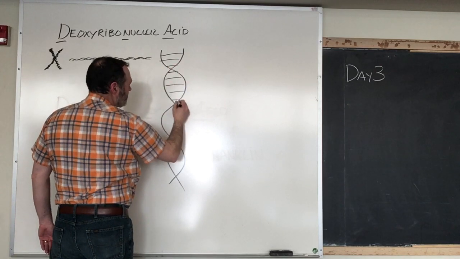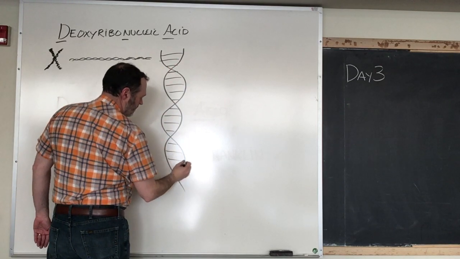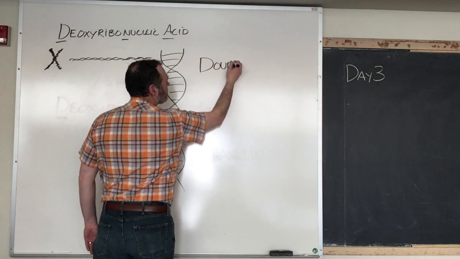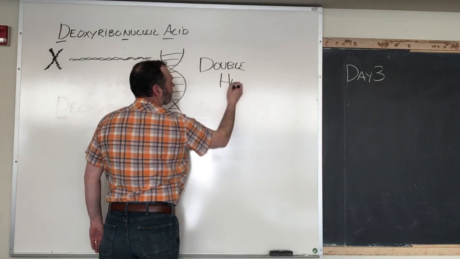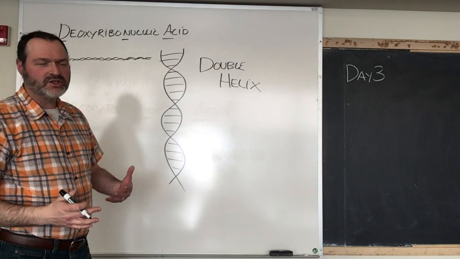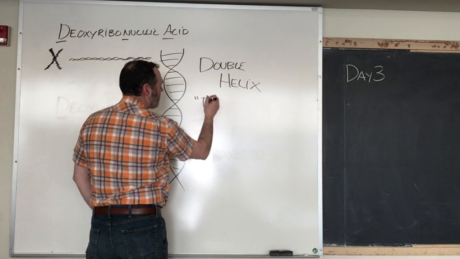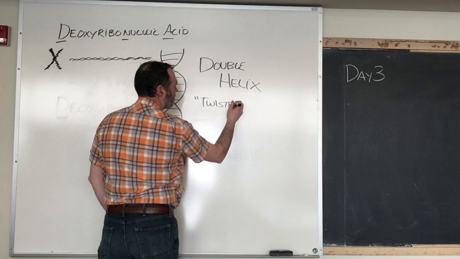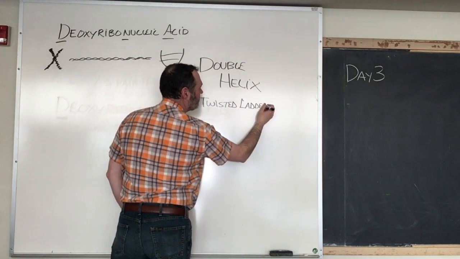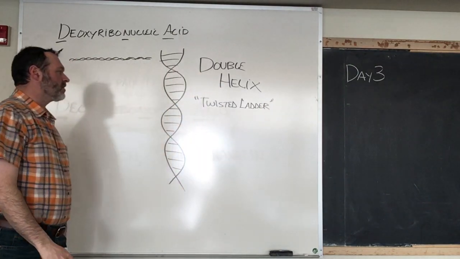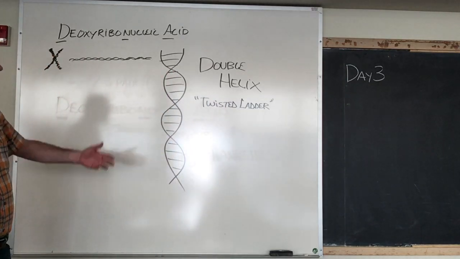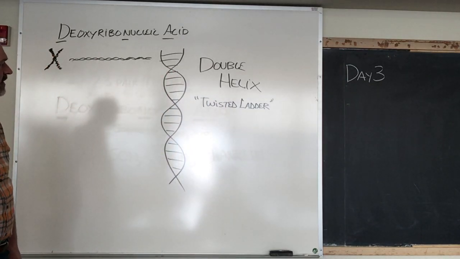When we say double helix, this is what we mean. So a double helix is another way of saying that something looks like a twisted ladder. So you can put that in your notes or however you're keeping track of information. Hopefully you've got a notebook going. So the twisted ladder is what that word double helix means.